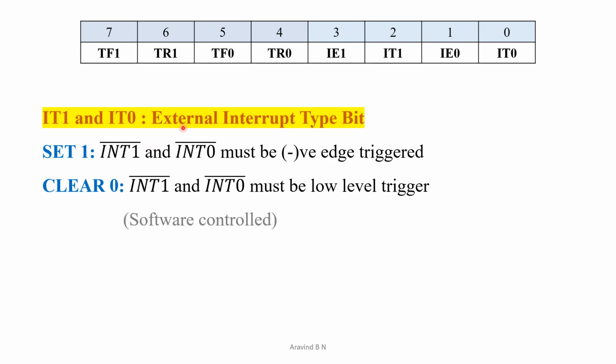IT1 and IT0, external interrupt type bits. These control the triggering of the external interrupt. If set equal to 1, then INT1 and INT0 must be negative edge triggered. If set equal to 0, then INT1 and INT0 are low level triggered. So this is all about the TCON register.